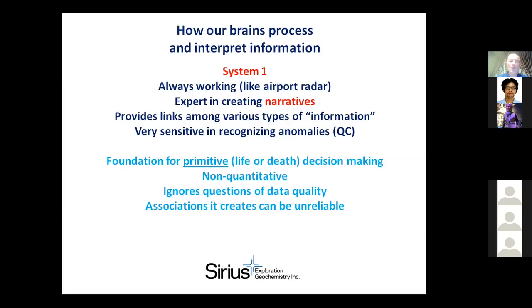Related to how our brains process and interpret information, everybody has something called System 1, which is always working, kind of like a radar scanner in an airport. It's expert in creating narratives. It's doing it continuously. It provides links among various types of, you could say data, but I prefer to say information because much of it isn't really hard data. It's just impressions and thoughts and so on. And System 1 is very sensitive in recognizing anomalies.